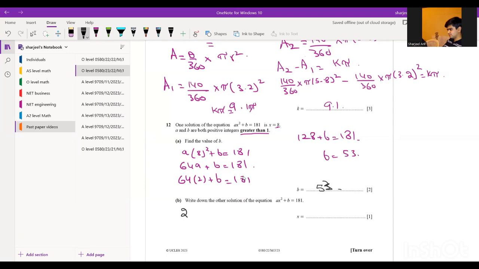Substitute the values here of a and b. That will become 2x squared plus 53 equal to 181. 2x squared will be equal to 128. x squared equal to 64, and we will take the square root to get the two values of x. First one is already given here, so the answer will be -8.